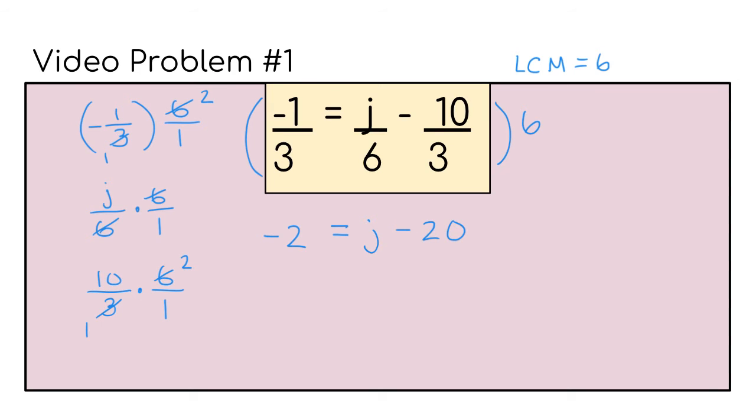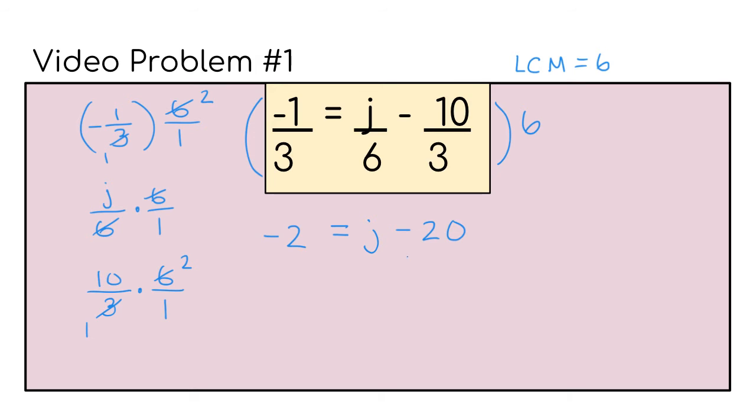So the goal of multiplying all of these by 6, the least common multiple, is to get rid of the fraction. So by doing this, we can cancel out what's in the denominator, just leaving the numerator and leaving us with whole numbers. So now we can actually solve this equation, -2 equals j minus 20. It is the same equation. It's going to give us the same answer. We've just changed everything to make it more manageable.